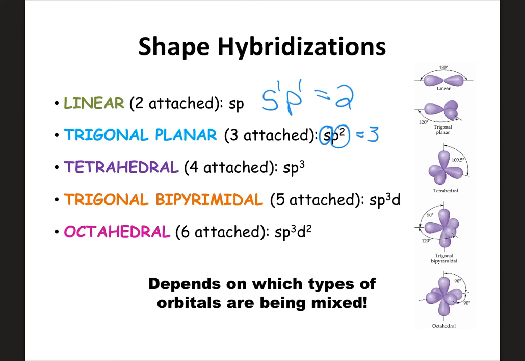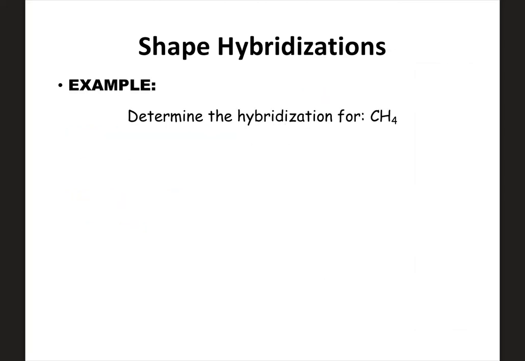And then if something has 6 things attached, it'd be sp3d2, which adds up to 6. So it all depends on which orbitals are being mixed. But again, if you can look at a shape, look at a dot structure, count the number of things attached, and make it work to one of these hybridizations, you can do what you need to do here for hybridizations.